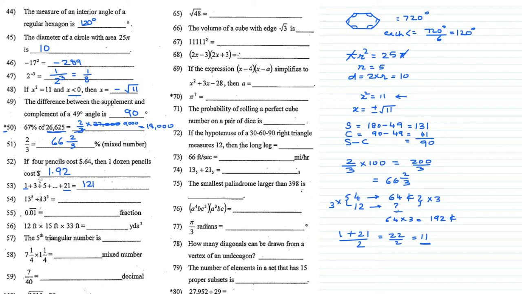Question 54. What is 13 to the power 5 divided by 13 to the power 3? So this is nothing but 13 to the power 2, which is 169.